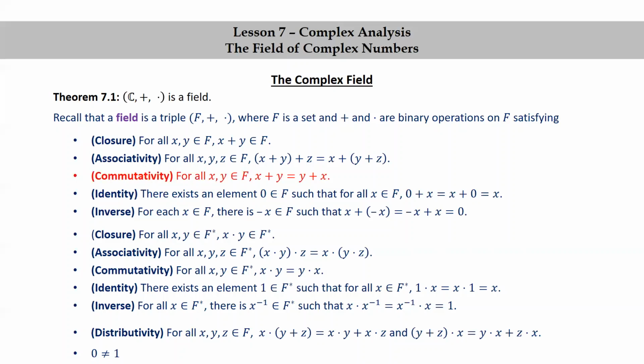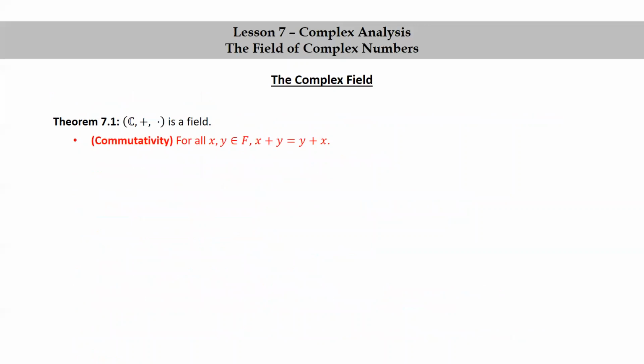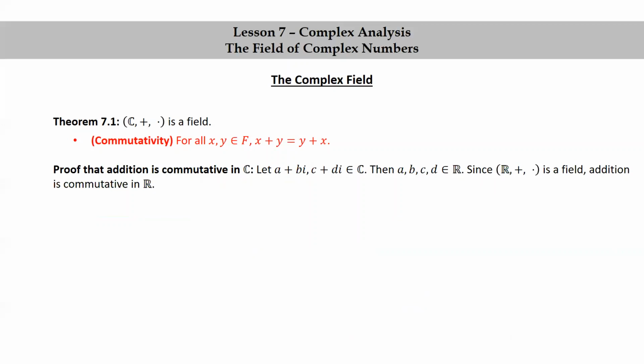As an example, we're going to prove the commutativity for addition. Commutativity for addition says for all x, y in a field, x plus y is equal to y plus x. Here's the proof that addition is commutative in the complex numbers. Let a plus bi and c plus di be complex numbers. Then a, b, c, and d are real numbers. Now, since the set of real numbers together with addition and multiplication is a field, addition is commutative in the set of real numbers. So a plus c is equal to c plus a, and b plus d is equal to d plus b.